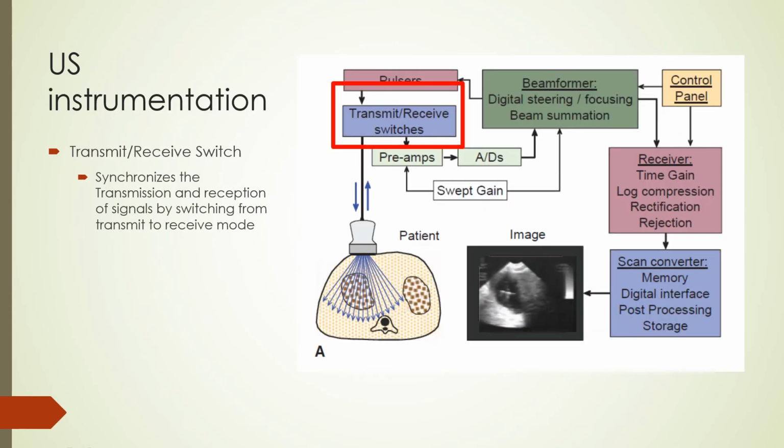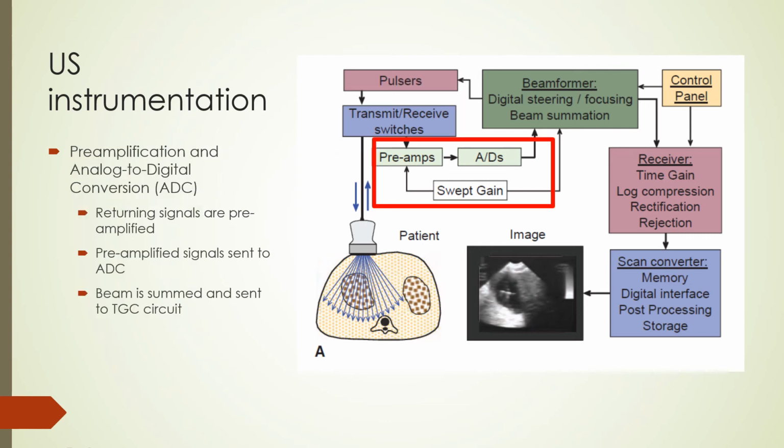The transmit-receive switch allows the ultrasound transducer to switch from transmit mode to receive mode to isolate the returning echoes from the transmitted echoes. The returning echoes range from 1 to 2 microvolts, so this will have to be amplified before they can be processed and displayed. When signals return from tissues, they are first preamplified and then sent to an analog to digital converter before being passed through to the time gain compensation circuit. In modern ultrasound systems with multiple transducer elements, this is all done in parallel. The typical analog to digital converter has a bit depth of between 8 to 12.